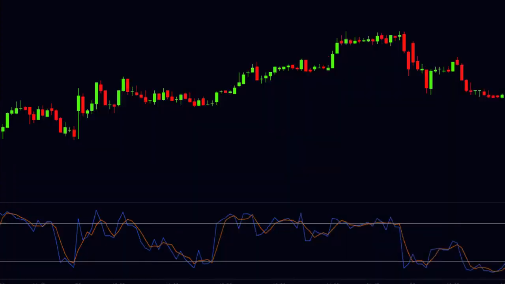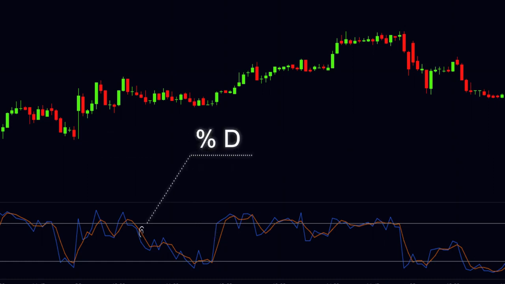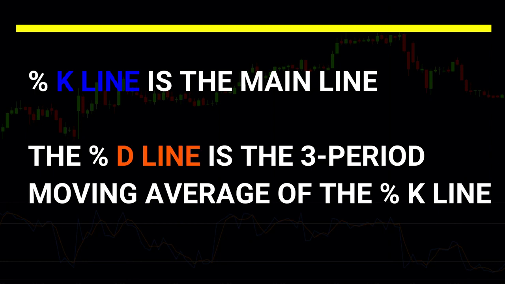There are mainly two lines in the stochastic. First is the %K line, it is called the fast line, and it is indicated by the blue color. And second is the %D line, it is called the slow line, and it is indicated by the orange color. The %K line is the main line, and the %D line is the 3-period moving average of the %K line.